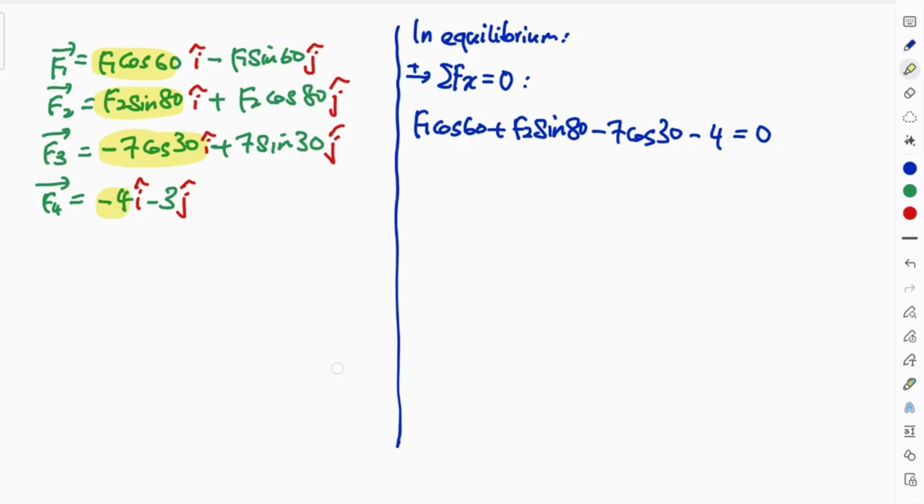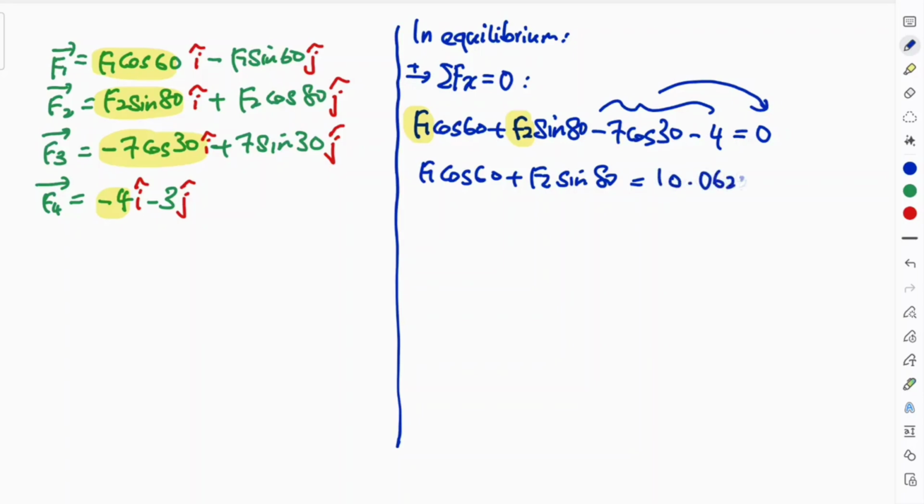As you can see in this particular equation, you have two unknowns, which are F1 and F2. A good practice is to leave the unknowns on the left side of the equation, and transfer all the known values to the other side. This leaves behind F1 cos 60 plus F2 sin 80, which is equivalent to, taking this whole lot to the other end of the equation, a value of 10.0622. You cannot solve this because there are two unknowns in this equation. So you just leave this equation, label it, and we call it equation number 1.